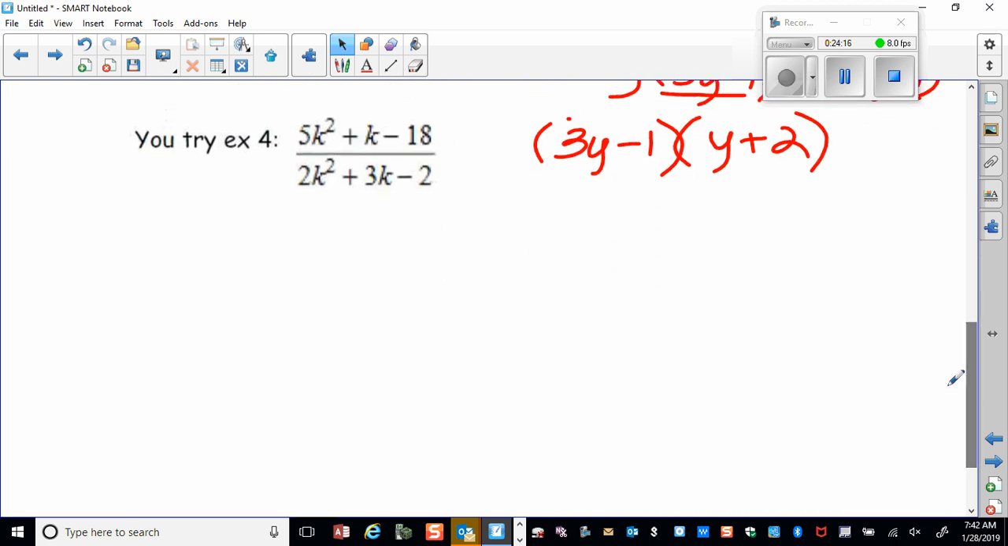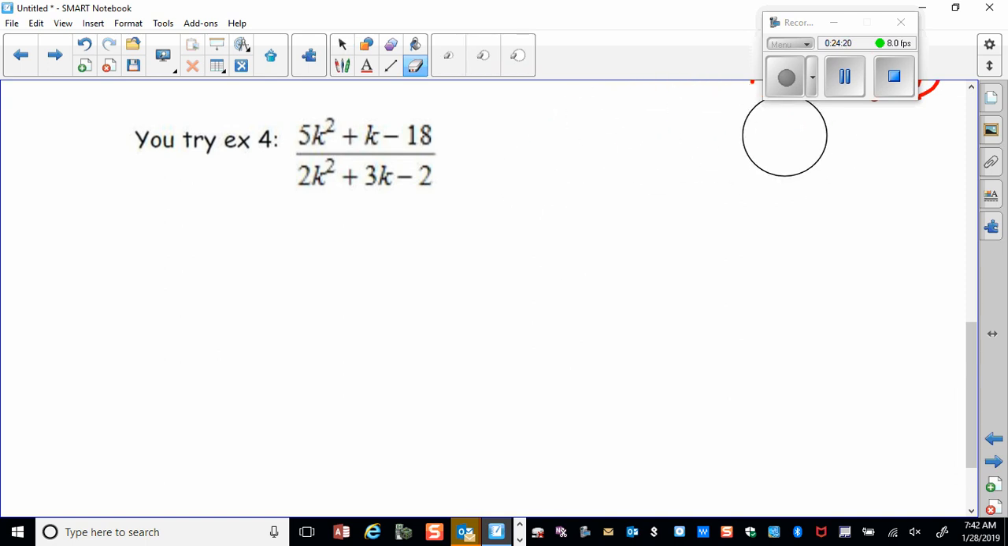All right, so let's try number 4. If you know how to do it, just go ahead and stop this and try it on your own. If you're not sure, then check when you're done.